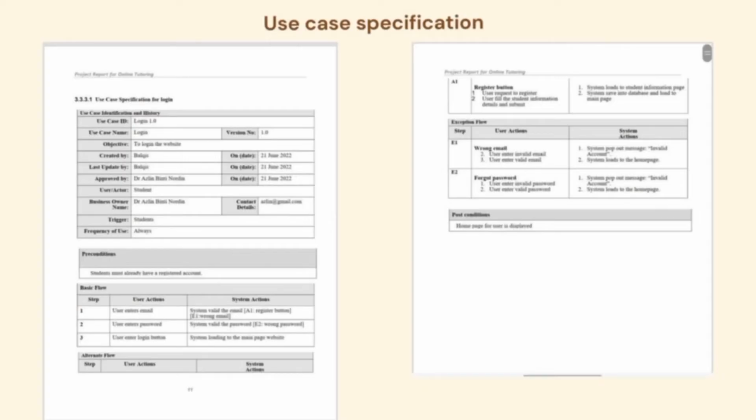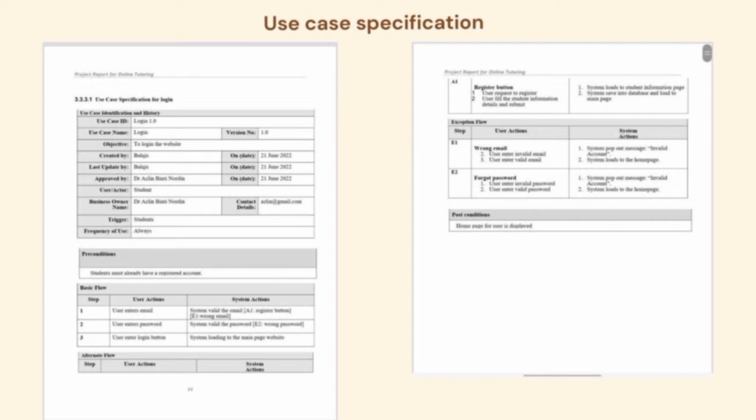Next, I will continue with our use case specification example. The first one is for login. The objective for our use case specification is to log into the website, and the actor is the students. The precondition for this use case is that students must already have a registered account. The basic flow starts when the students enter their emails, and the system will receive a valid email. Next, the student needs to enter their password, and the system also receives their valid password. The user needs to click the login button, and the system will load the main page of the website.